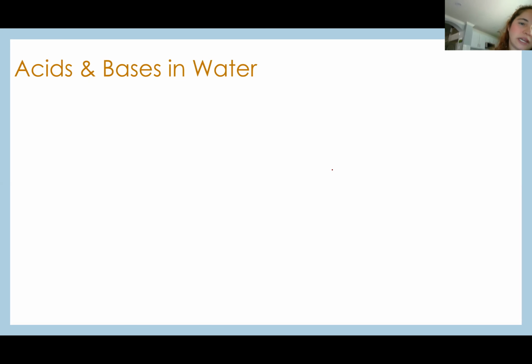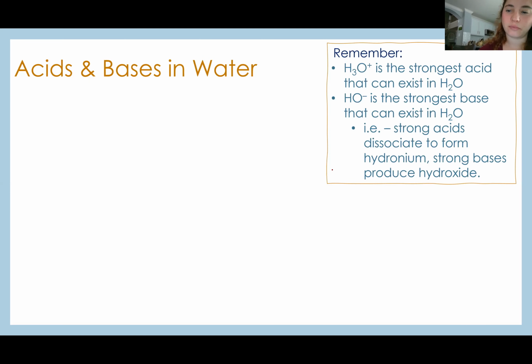Okay, so next we want to talk about acids and bases in water. There's a definition that is specific to acids and bases in water, and it's the Arrhenius acid-base definition. We're not really going to use that definition so much because it's so specific, but it is important to remember a couple things about acids and water. First of all, remember that hydronium is the strongest acid that can exist in water. What that means is that if you put a strong acid, one of those 7 that we just looked at, into water, it immediately forms H3O+.